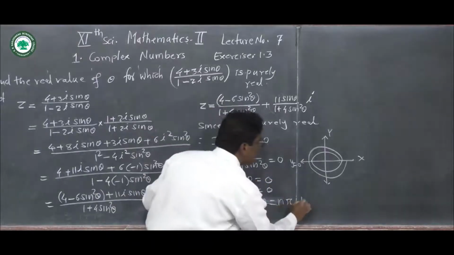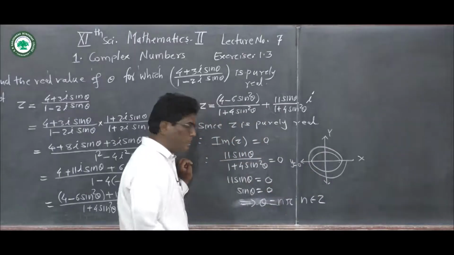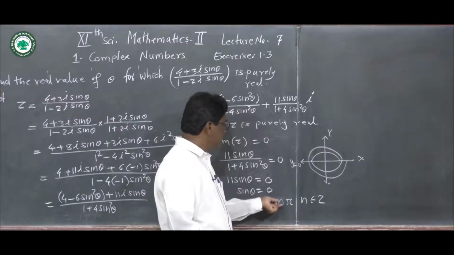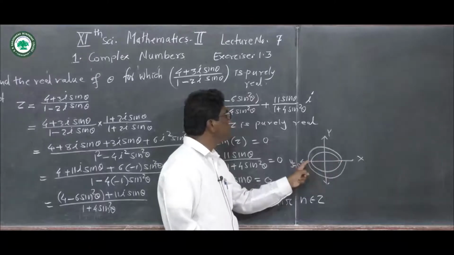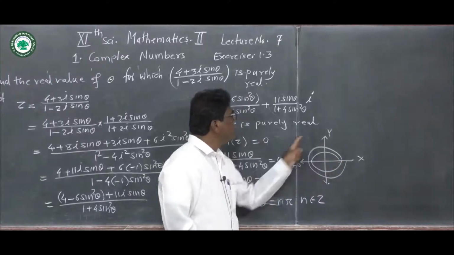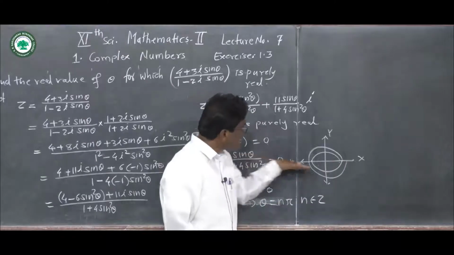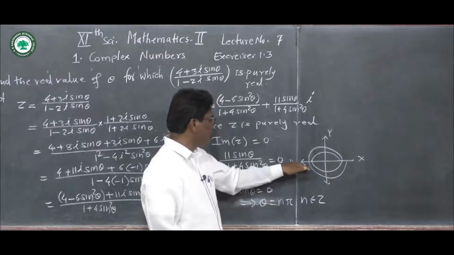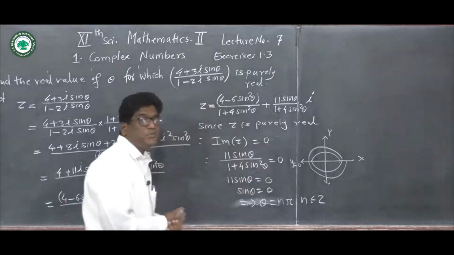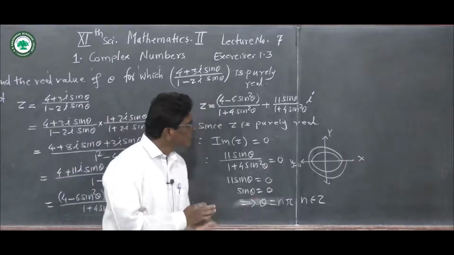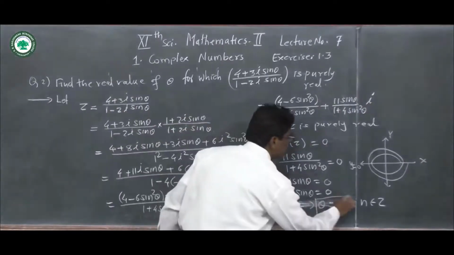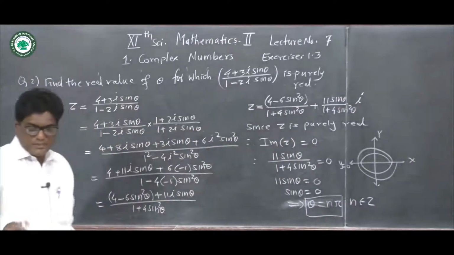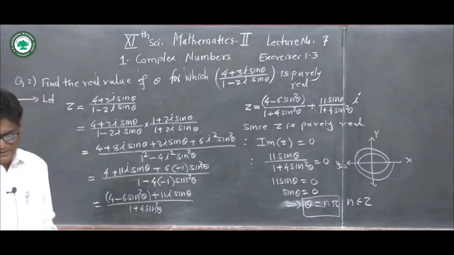We take n belongs to Z. If we take n as 0, so sine of 0 is 0. Then put n as 1, so sine of pi is also 0. N as 2, sine of 2 pi is also 0, because on the x-axis the y coordinate is 0, means the sine ratio is 0. So here theta should be n pi, n belongs to Z. This is the value of theta. So in this way we have completed the second problem.